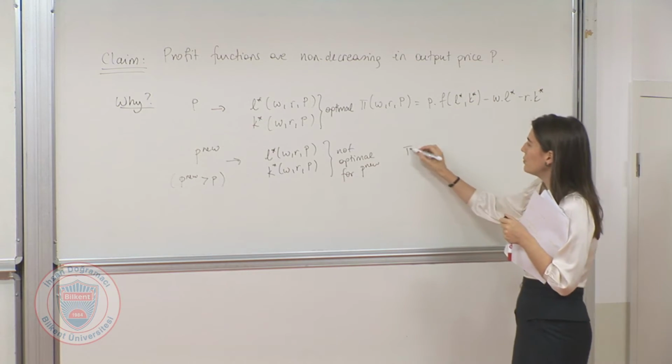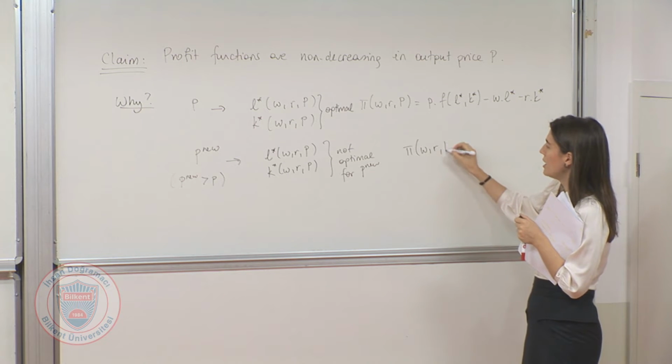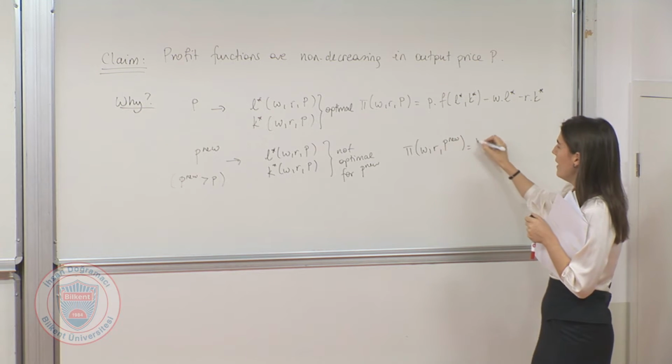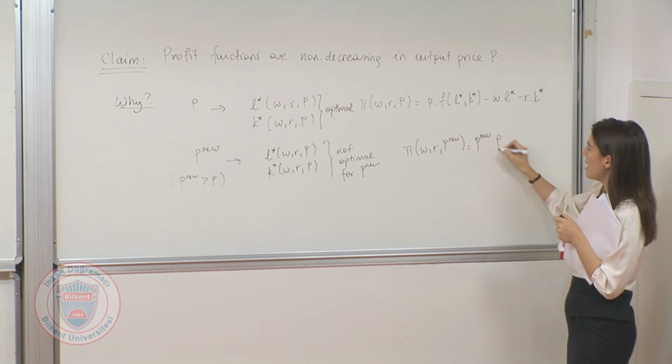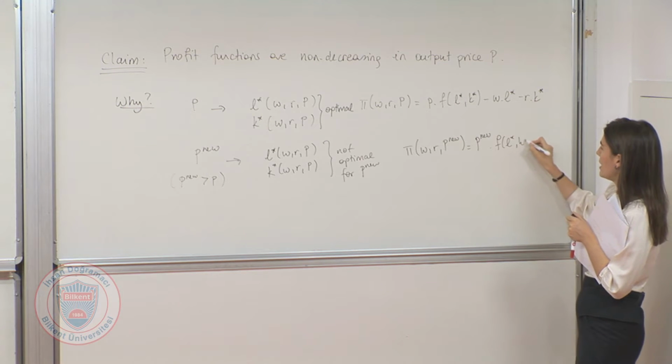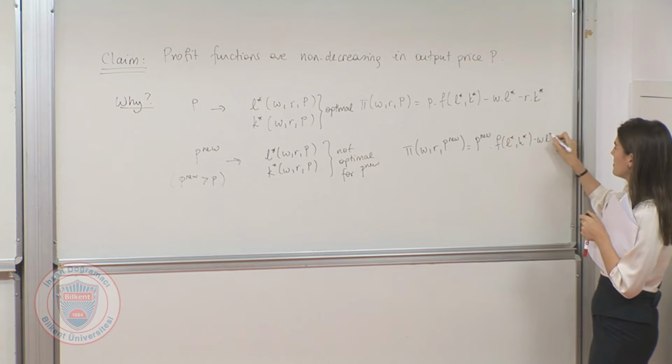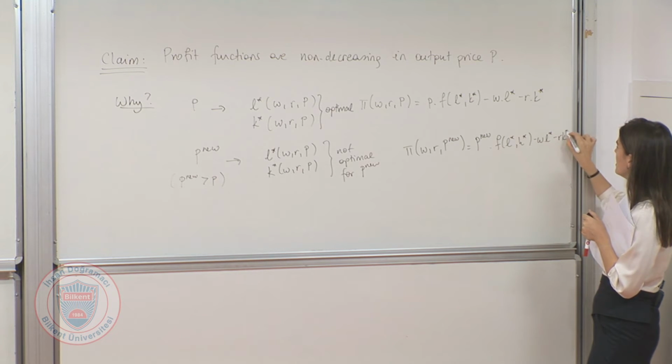So my profit at wage, R, P new will be P new times F of L star, K star, minus wage times L star, minus R times K star.